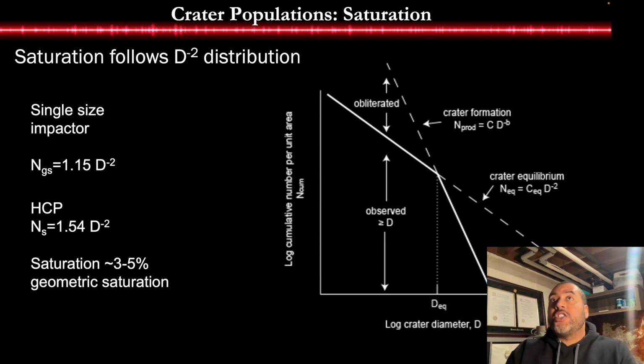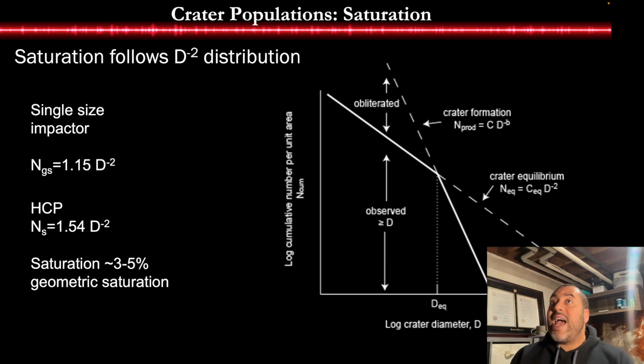An example of that production curve is shown as the steeply sloped line here, also labeled as crater formation. And this is an instance where the production curve is more steeply sloped than a D to the -2 curve. And D^-2, I talked about how it's important, and we see this across the solar system. That's because this D^-2 distribution matches up with saturation or saturation equilibrium. Again, this is not geometric saturation. Saturation is only a percentage of the geometric saturation, but it often follows this D^-2 distribution.